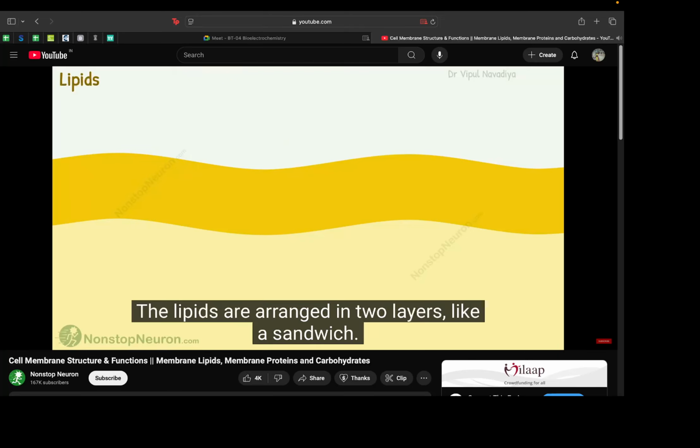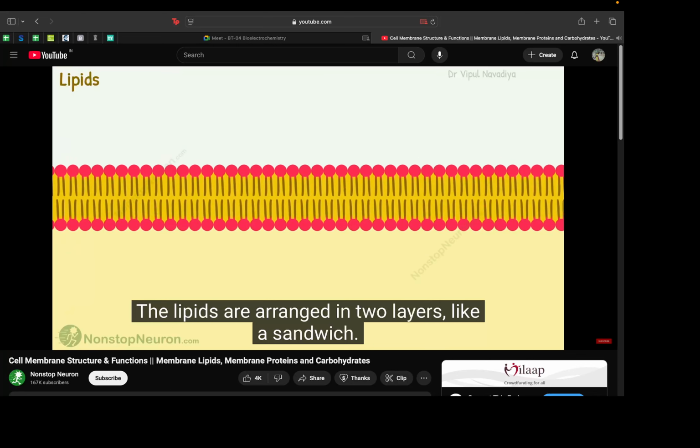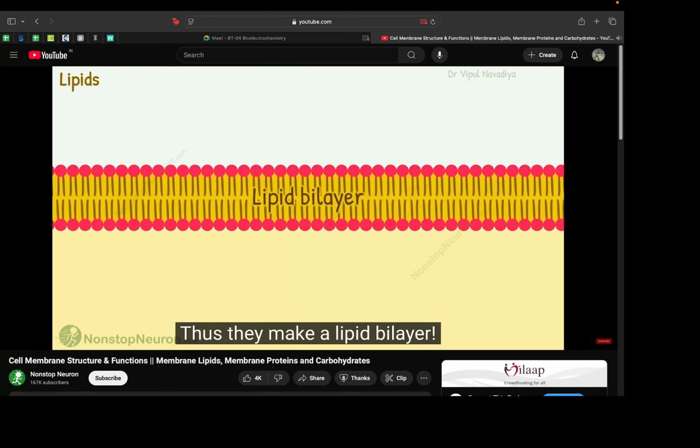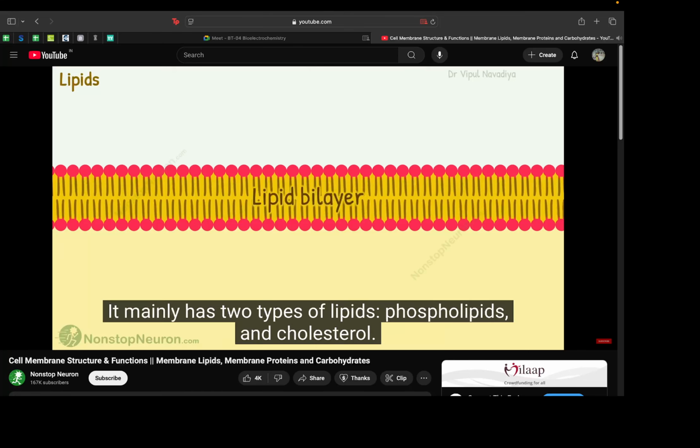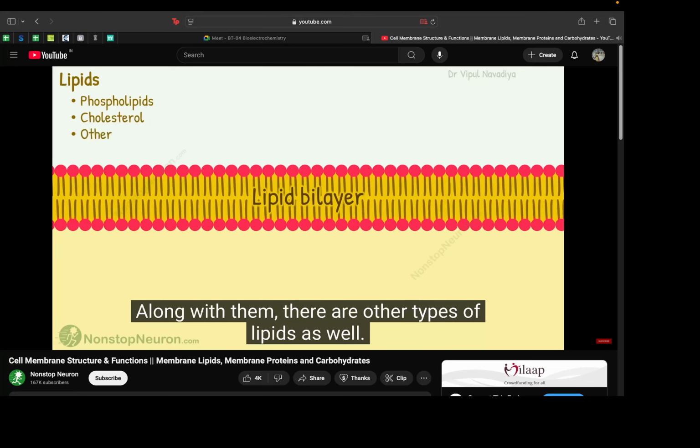First, the lipids. The lipids are arranged in 2 layers, like a sandwich. Thus they make a lipid bilayer. It mainly has 2 types of lipids: phospholipids and cholesterol. Along with them, there are other types of lipids as well. Phospholipids are by far the most abundant among them.